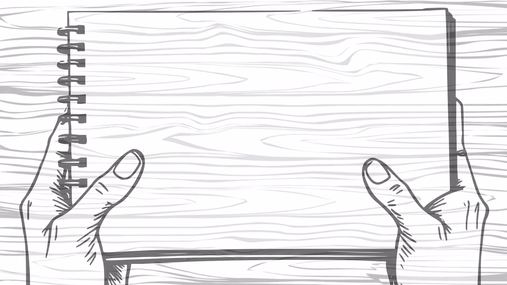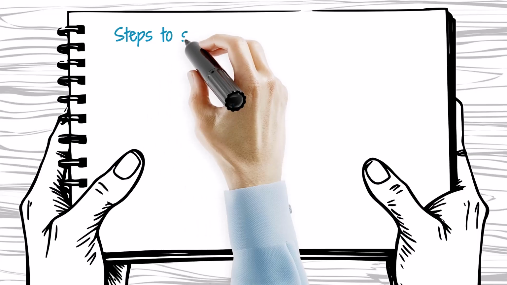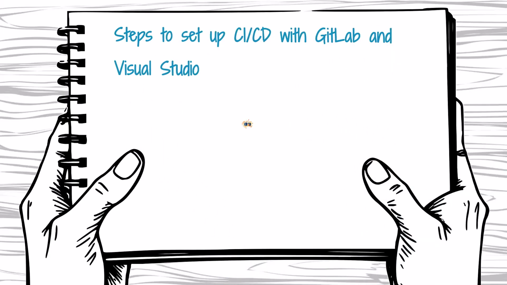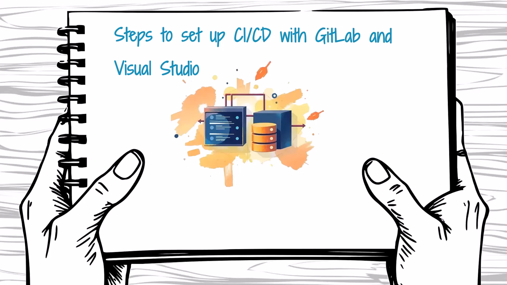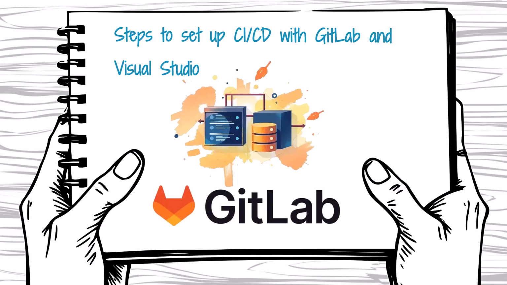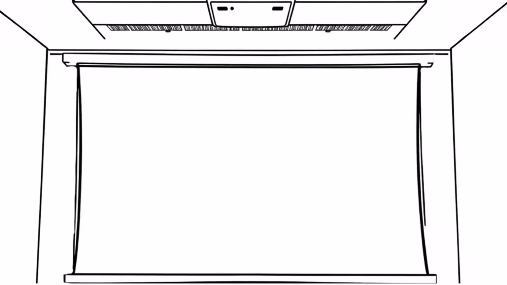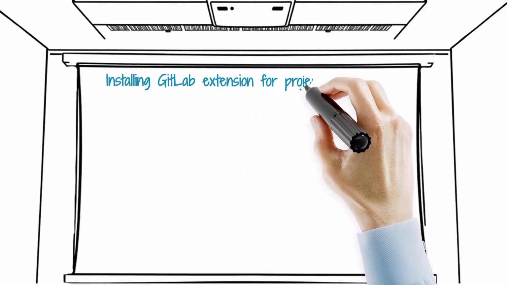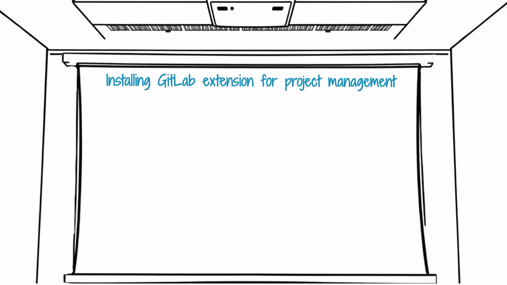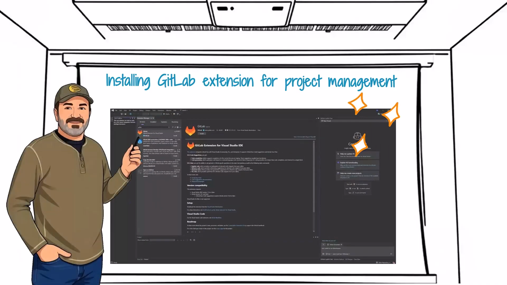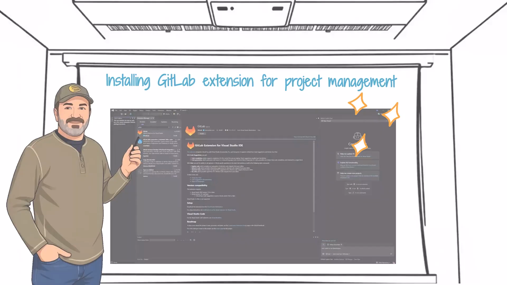To utilize CI/CD for SSIS in Visual Studio with GitLab, engineers typically follow a series of steps. First, ensure your SSIS projects and solutions are stored within a GitLab repository. Then, install the GitLab extension within Visual Studio for streamlined project management. This extension allows for seamless code versioning, branching, and merging directly from the IDE.